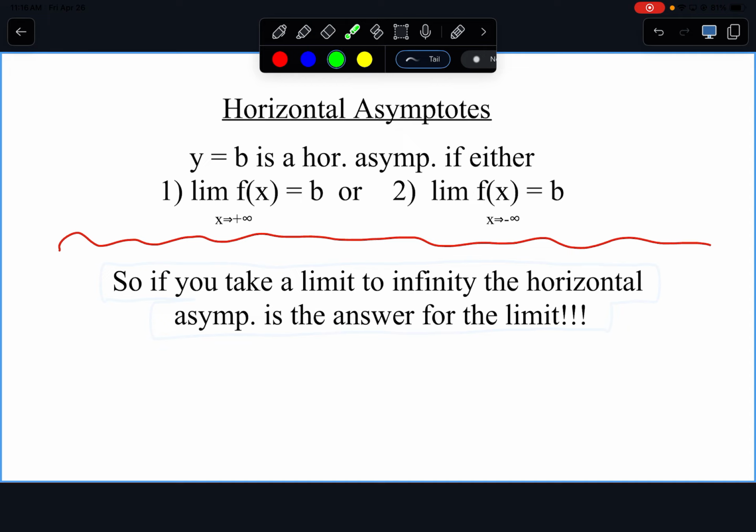Just like on those last two problems we just did, we said the horizontal asymptote was y equals 0. That was also the limit as x went to infinity. Horizontal asymptote at y equals 0 because it's bottom heavy. Also, y equals our limit as x goes to infinity. So horizontal asymptotes and infinity limits are the same thing. You're doing the exact same thing.